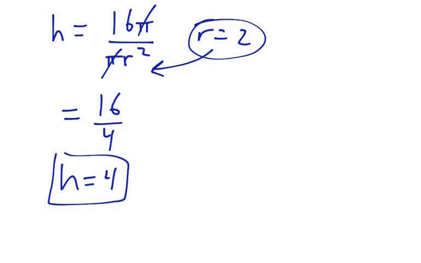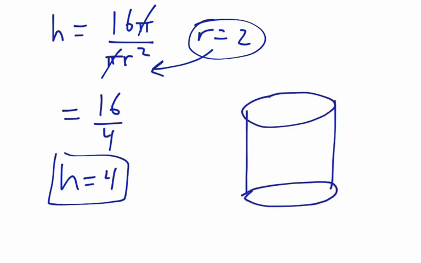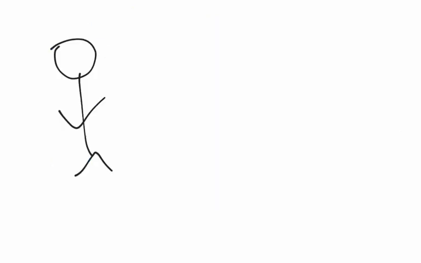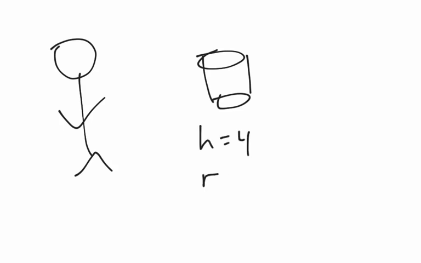And so if I draw the cylinder, it turns out to be a pretty geometrically nice cylinder because the height is 4, and the radius is 2, which means that the total diameter is 4. So it's sort of like a square cylinder if you want to think about it that way. And in the end, Blaze takes his idea to his boss, and he's like, yo, boss, guess what? H is 4, and R is 2. And his boss is like, awesome, here's some money.